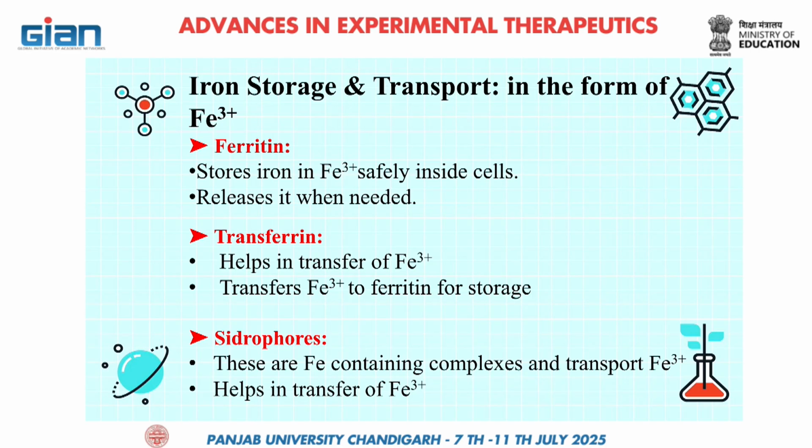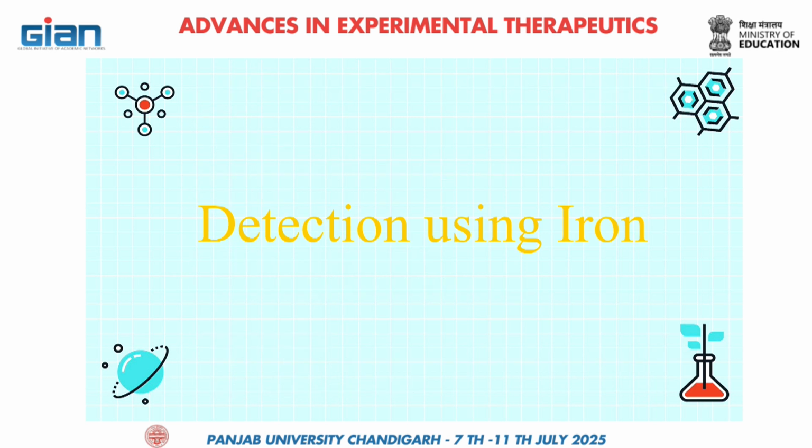Transferrin. Mostly we have iron in a ferrous form. It moves to the stomach, an acidic condition, where it gets oxidized and converts to ferric. From there, transferrin becomes active and transfers the ferric to ferritin for storage. Siderophores are iron-containing complexes that transport the ferric and help in the transfer of ferric ions.